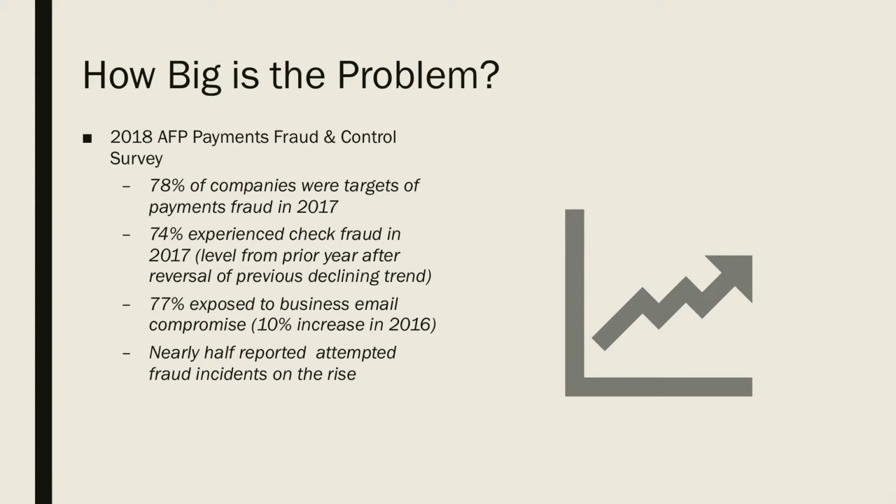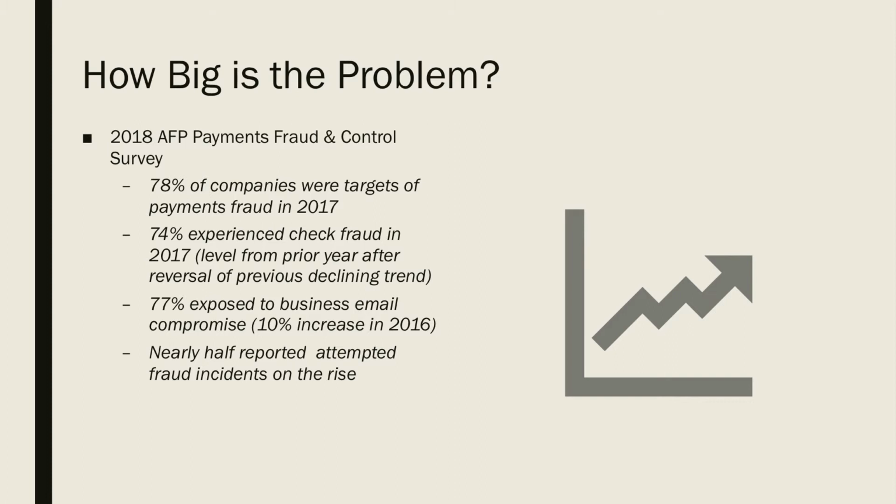In this study, the Association of Financial Professionals surveyed companies across the country about their experiences with payments fraud. During 2017, 78% of these companies were targets of payments fraud. That's over 3 out of 4. 74% of those experienced check fraud. This is level from the previous year, but unfortunately it represented a reversal of a previously declining trend. In 2017, over 77% of businesses were exposed to business email compromise. This is a significant problem in the business world and represents considerable fraud, and it's an increase from the prior year. And nearly half of those reported that the number of attempted payment fraud incidents was on the rise from previous years.